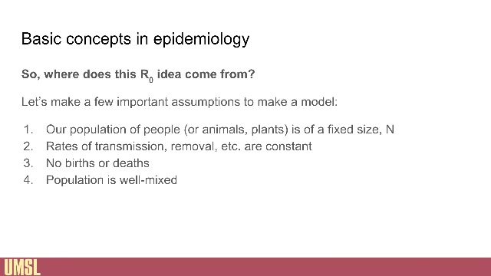So where does this entire idea come from? And this is where we're going to do a little bit of math. We have a population of people, or animals, plants, whatever you want, and it has a fixed size n. So there are n individuals in this population, and rates of transmission, removal, etc. are constant, there are no births and deaths, and it's well mixed. So everybody's moving around the room, nobody new is coming in, no one's leaving. Essentially, we have a fixed population size.